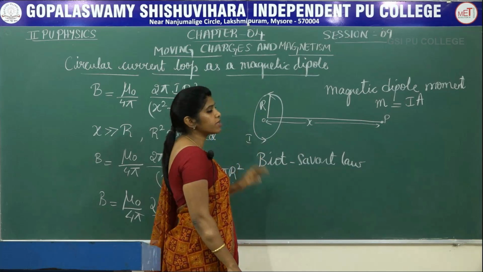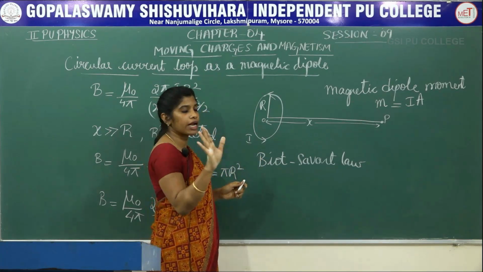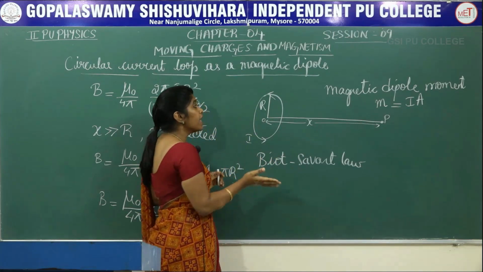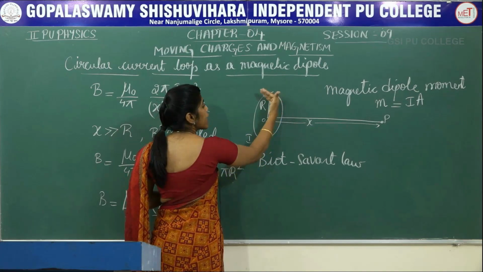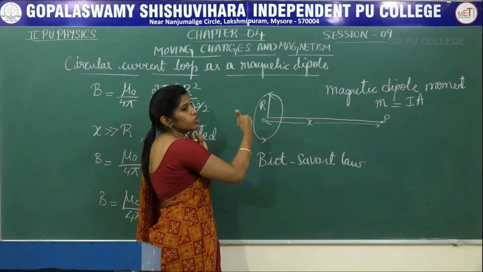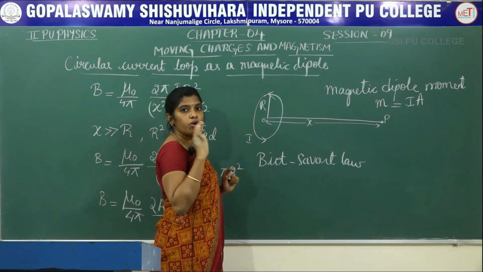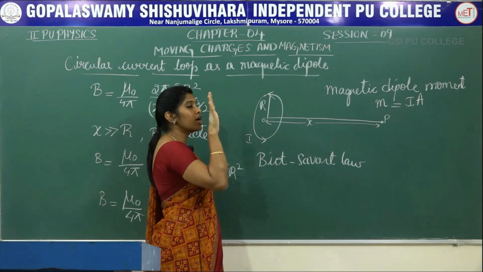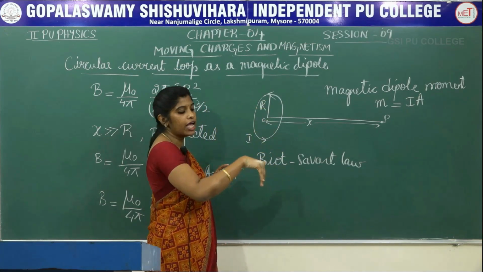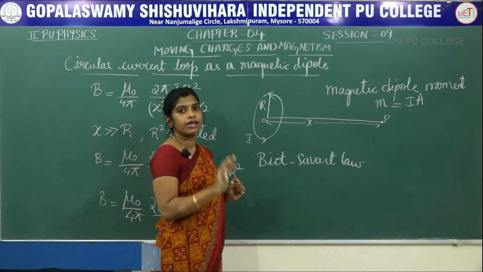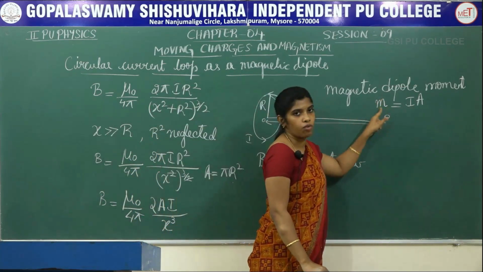The direction of the dipole moment can be found using the right hand curl rule, where you curl your fingers in the direction of the current, then your thumb gives the direction of the dipole moment. So you are just going to curl your fingers in the direction of the current, and your thumb will indicate the direction of the dipole moment.